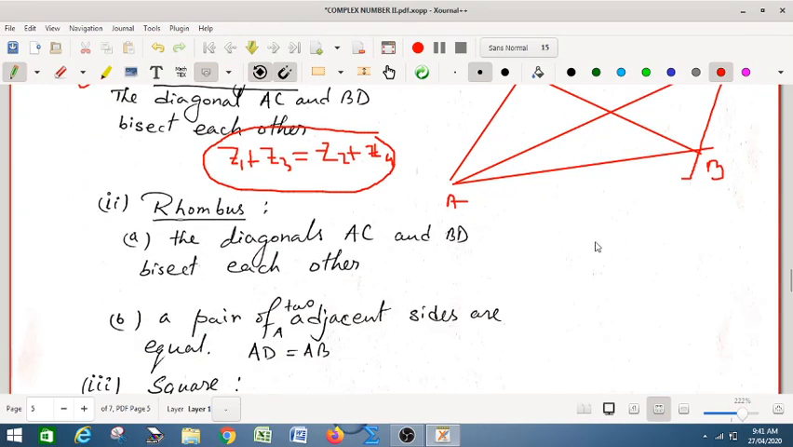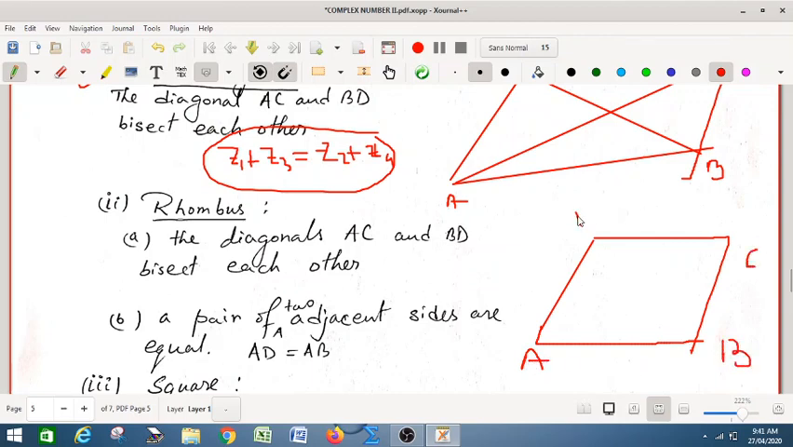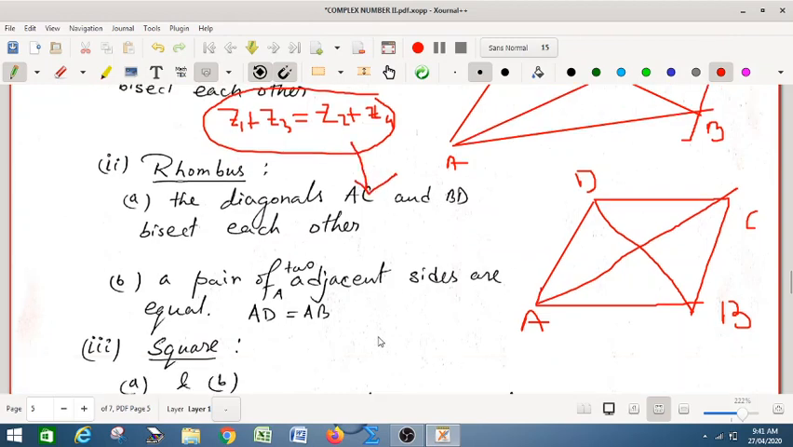Rhombus: the diagonals bisect each other. So draw the rhombus first. This is the rhombus, so again we are drawing A, B, C, D. This is the diagonal AC and BD. Now the diagonals AC and BD bisect each other. In that case also you are getting this result. And a pair of two adjacent sides are equal, that is AD equal to AB. This is the additional condition for rhombus. In that case we will write, using the distance formula, modulus of Z4 minus Z1 equal to modulus of Z2 minus Z1. Clear? So this is how you can explain the conditions for rhombus.